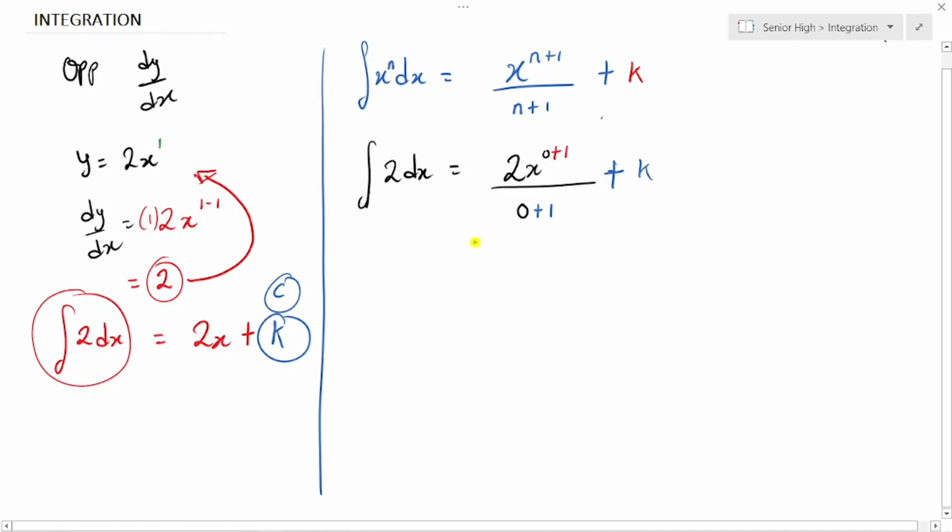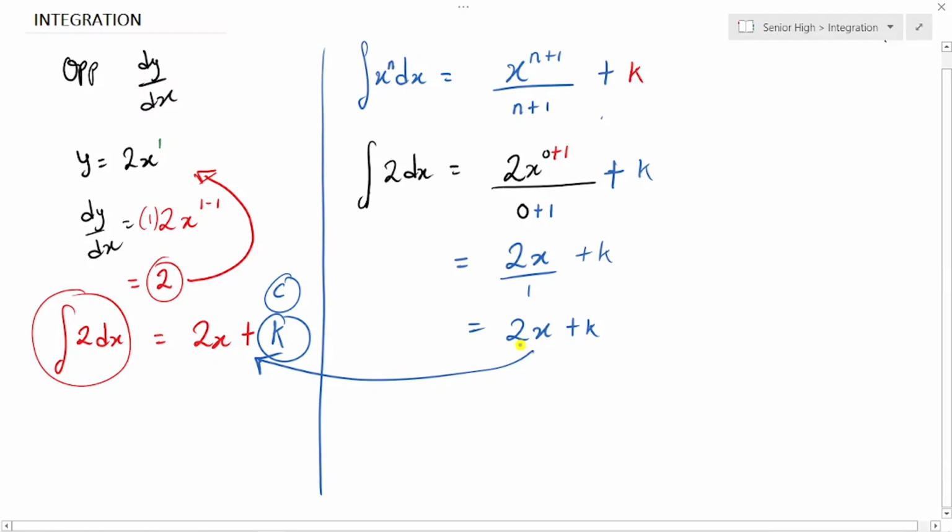So what's the answer we get at the end? x to the power 0 plus 1 will give us x, so that will be 2 times x over 1 plus k, and that's equal to what? 2x. So you see that 2x plus k is what we've gotten. So this is how you integrate. I've differentiated a lot, I'm now confusing differentiation for integration. Okay, so this is how you integrate.